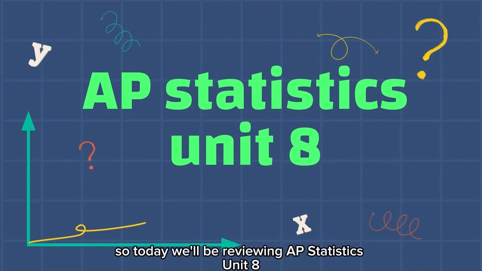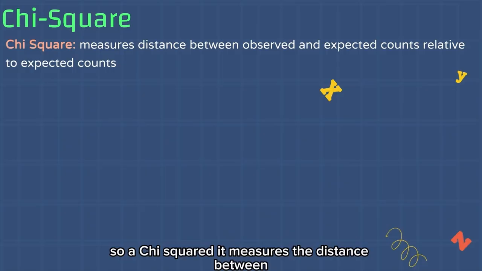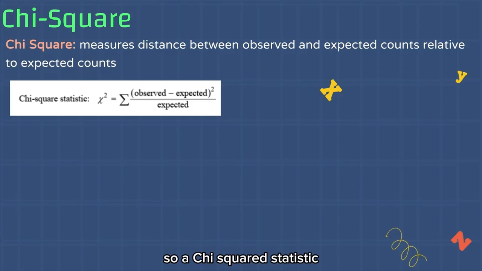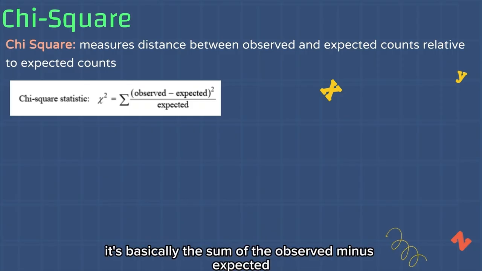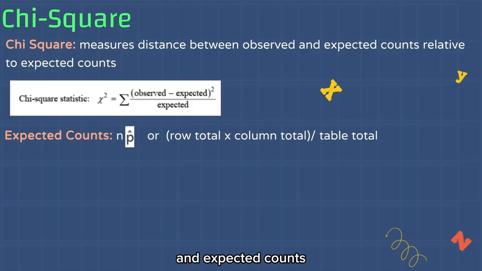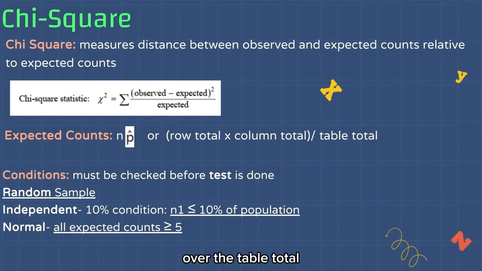So today I'll be reviewing AP Statistics Unit 8. So a chi-squared statistic measures the distance between observed and expected counts relative to expected counts. It is given on the reference table. It's basically the sum of the observed minus expected squared over the expected. And expected counts are found by n, the sample size, times p, the statistic of the proportion. Or if we're given a table, it's the row total times the column total over the table total.